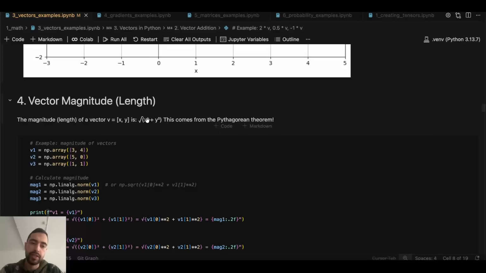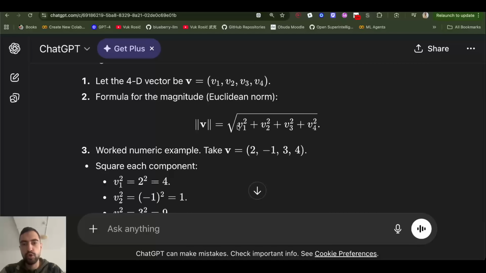But in Pythagoras' theorem, you just have two numbers. Here you can have any number of dimensions. So you can have x squared plus y squared plus z squared plus a squared. You just add all of the squares of every dimension. And at the end, you take the square root of that sum.